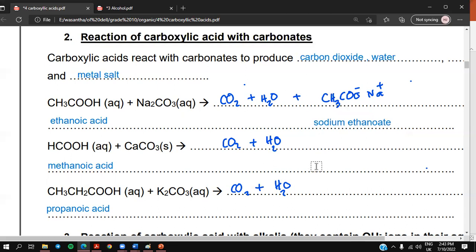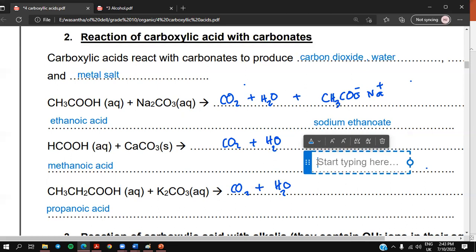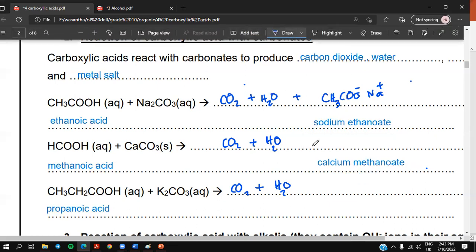Likewise, can you tell me the formula of the salt produced here before I write it? The name? Calcium methanoate. I can write the formula for calcium methanoate now. I'll write calcium in front, HCOO minus, because calcium valence is 2, I write 2 over here. And to balance, I will add 2 methanoic acid, H2, yeah, that's it.